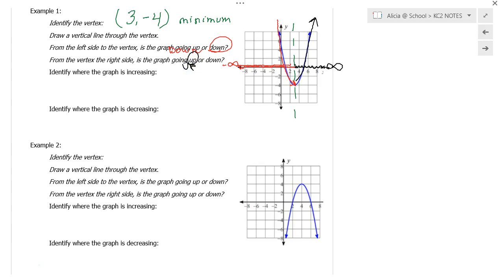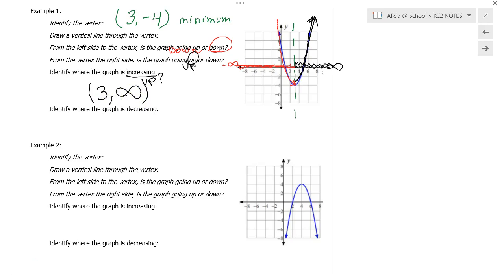And now it tells us to identify where the graph is increasing. Increasing just means where is the graph going up? Well, we said that the graph is going up right here, right? Our function's increasing. And I have to use the x values. The x values are how I write my increasing interval. So from x equals 3 all the way to positive values for x is where my graph is going upward.